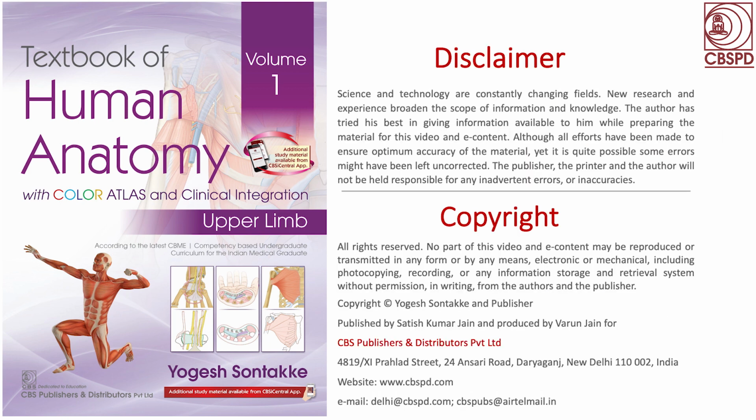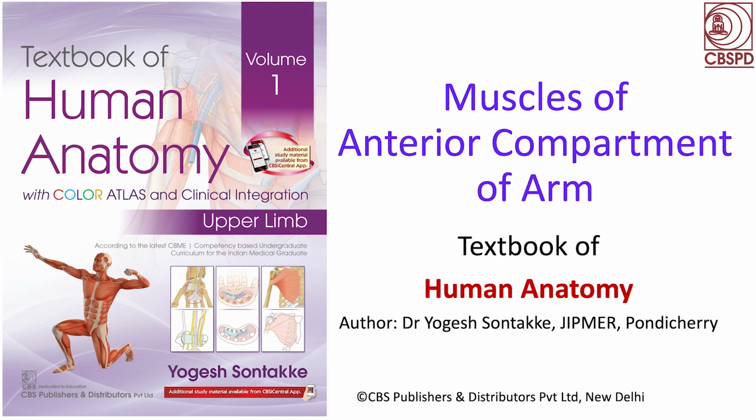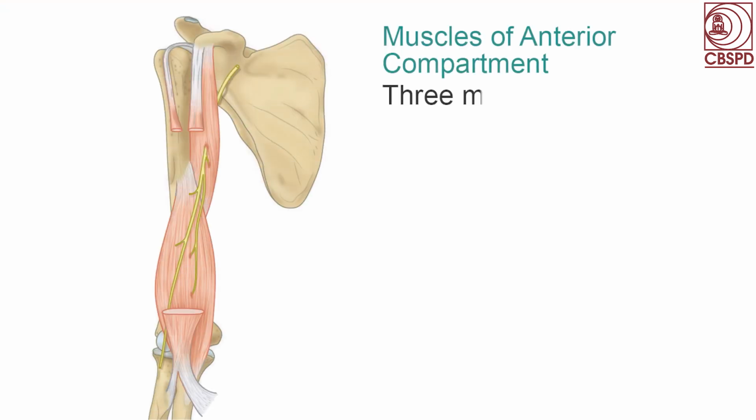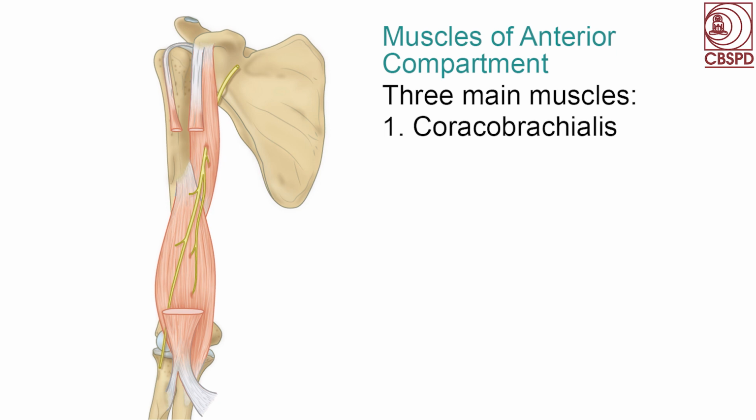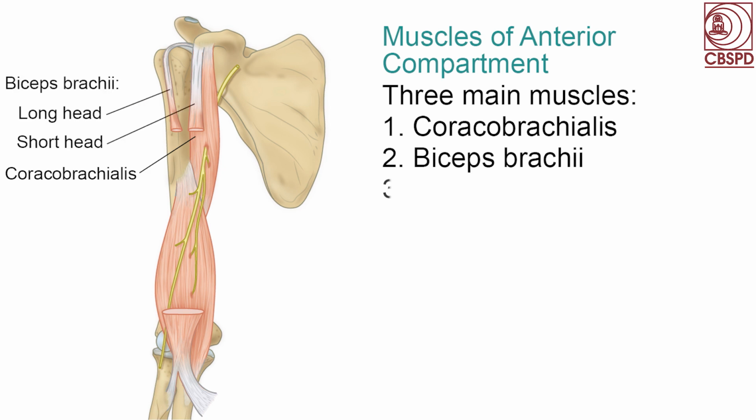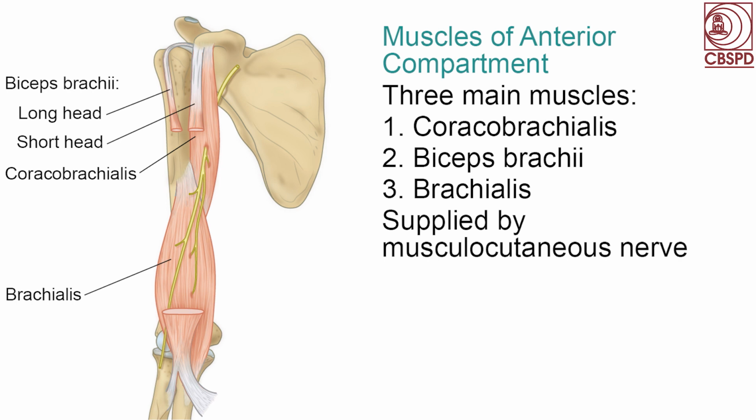Welcome everyone. In this session, you will learn about the muscles of the anterior compartment of arm. The anterior compartment of arm has three muscles. One is coracobrachialis, second is biceps brachii, and third one is brachialis. These muscles are supplied by musculocutaneous nerve.